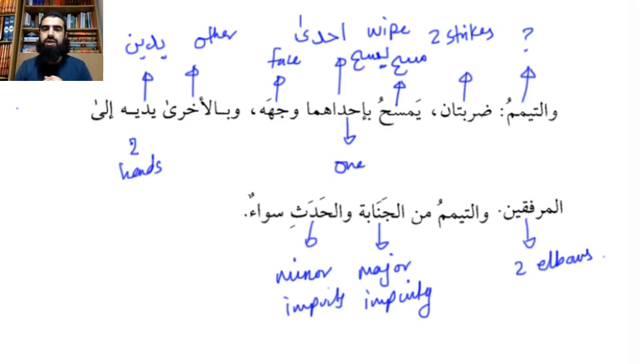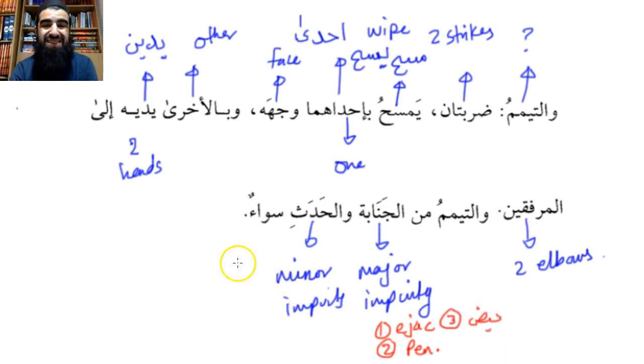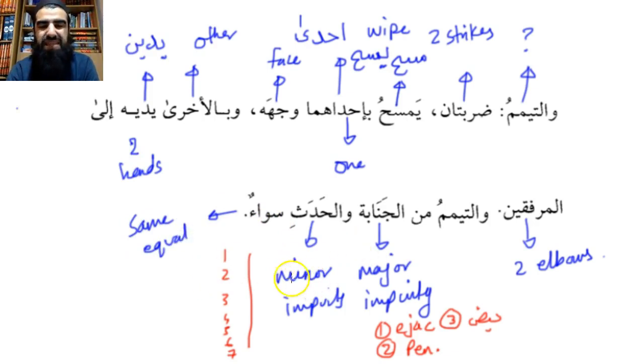Right, so let me ask you a question now. When does a person go into the state of major ritual impurity? Think about it. When a person ejaculates, number one, and number two is if a person penetrates into the vagina. Okay, and number three is the state of hayd and nifas. When does a person go into the minor ritual impurity? Hadath. So we mentioned 7 things that necessitate this. If you can't remember this, go back to the videos, watch the videos again, and come back to this video. Okay, sawa, it means the same, or it means same, equal.